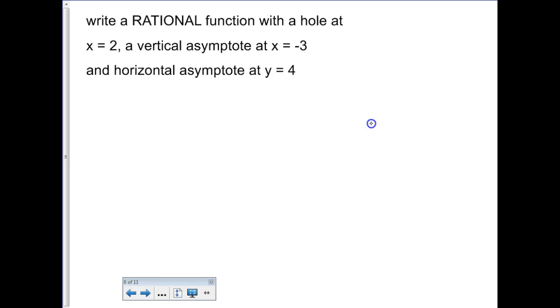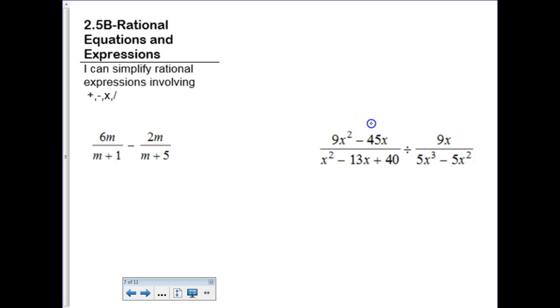All right. You guys did really nice on that question on the no calculator test where you had to create an equation that had certain attributes. Nice job. Keep it up, children.